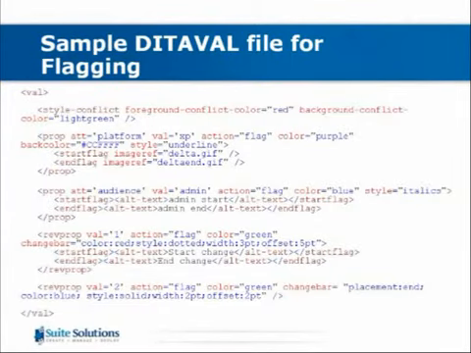Here's an example of a DITAVAL file for flagging, and we're going to come back to it in the subsequent slides. The subsequent slides will show us what the data source looks like and what the output is, and this is the DITAVAL file we're using to produce that output. You see here we have a style conflict element, a prop with a bunch of attributes and some children, another prop for a different attribute, and a couple of rev props for different revisions.